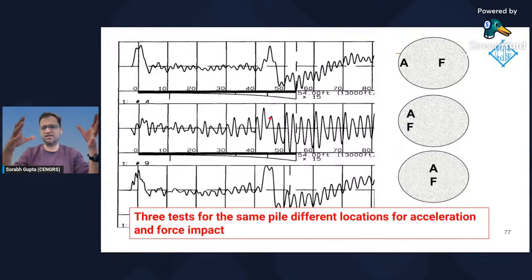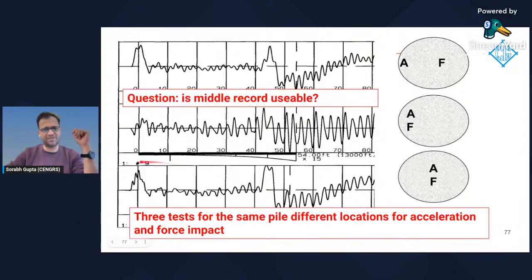I want to look at another case where we have a large diameter pile. As I mentioned earlier, if you have a large diameter pile, typically you should have various permutations of location of accelerometer and location of impact. I mentioned this earlier, and I'll show you why that's important. These are three tests for the same pile at different pile locations. So this is the force and accelerometer. I put the accelerometer and force together, both in the center, on the same pile, and you look at how we get different test results.